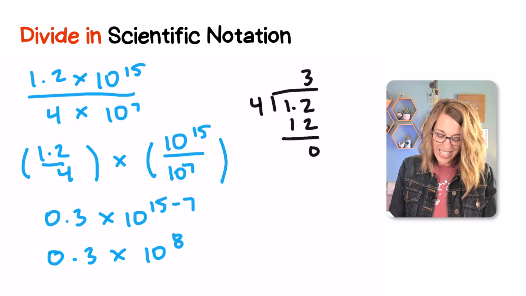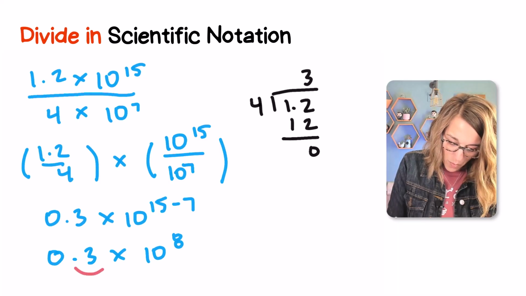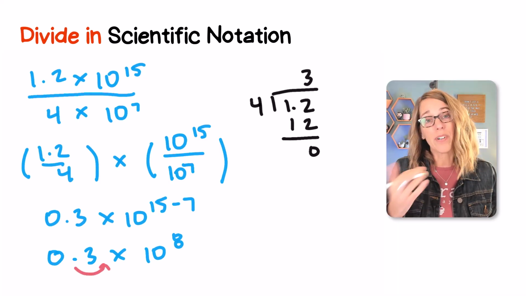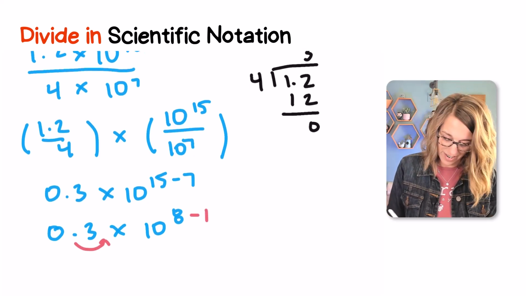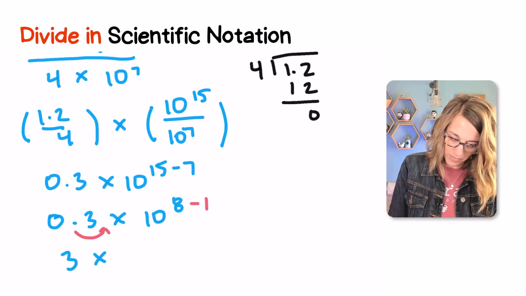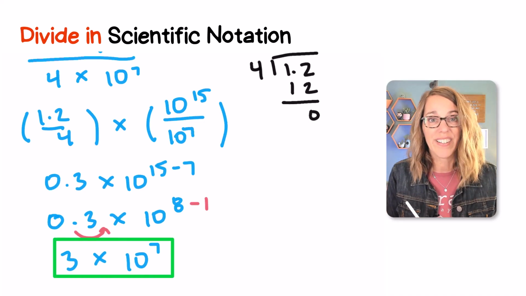Now I need to make that 0.3 bigger by moving one decimal place. If I make that bigger, it means I need to make my power smaller. I moved one decimal place, so I'm going to subtract a 1 here. Okay, so what do we get? We get 3 times 10 to the 8 minus 1 is 7.